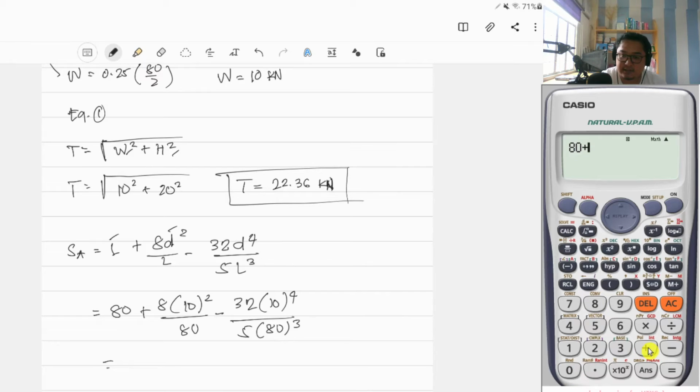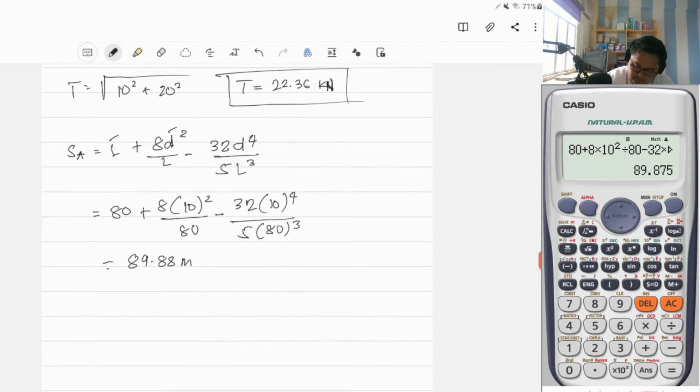So 80 plus 8 times 10 squared over 80 minus 32 times 10 to the fourth divided by 5 divided by 32, 80 cubed. The answer is 89.88 meters. Okay, so let's try to solve for the exact.